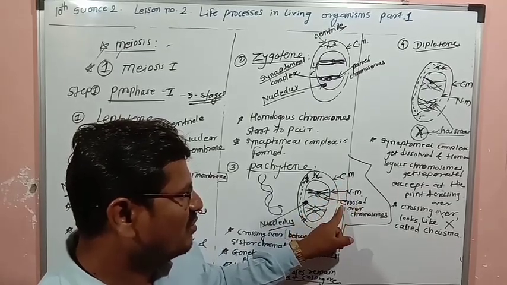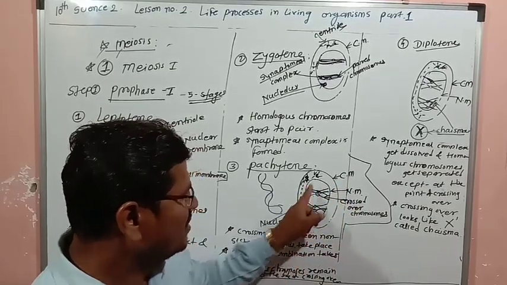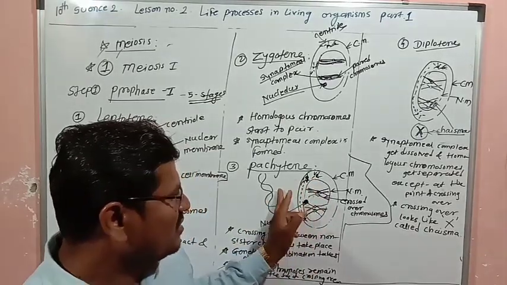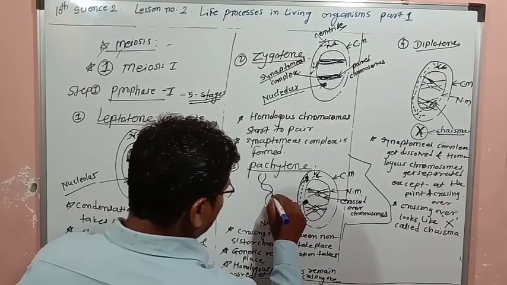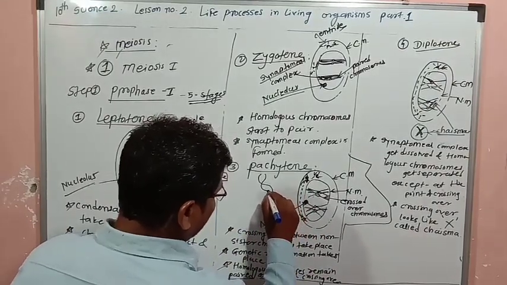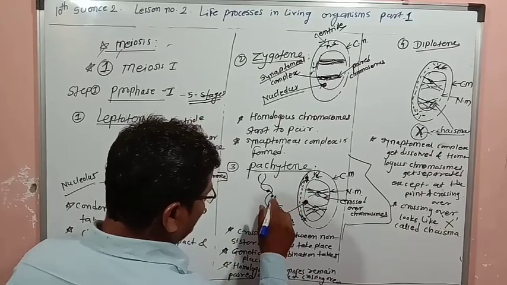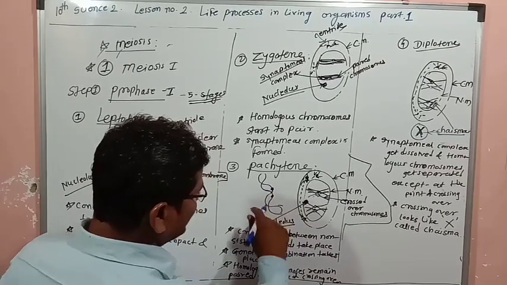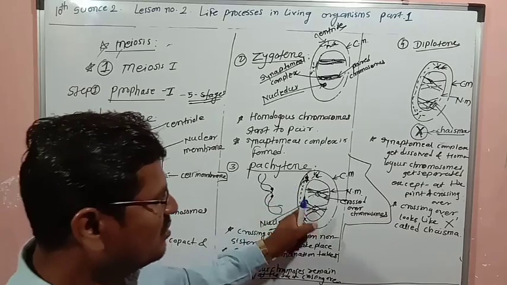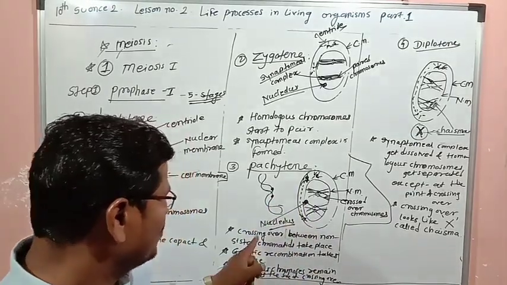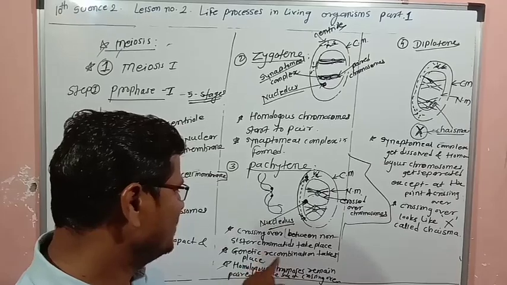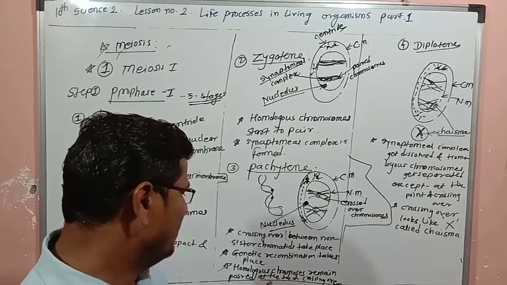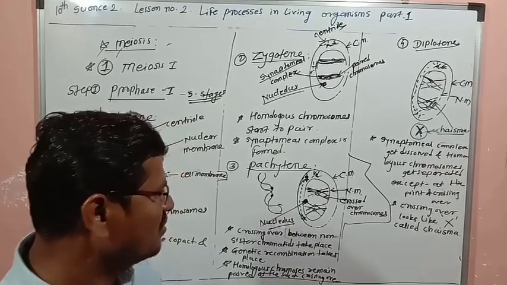Cell membrane, nuclear membrane, crossover chromosomes, nucleolus is there, and centriole is there. And in this way, they cross each other, non-sister chromatids. Suppose one chromosome here, and another centromere here. So in this way they will coil, they will cross over in pachytene. Crossing over between non-sister chromatids takes place, genetic recombination takes place, and homologous chromosomes remain paired at the site of the crossing over.